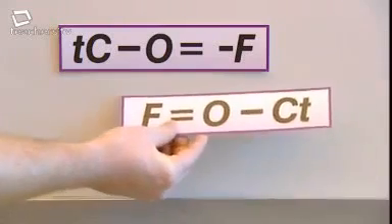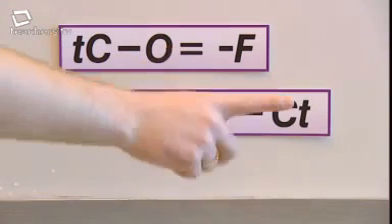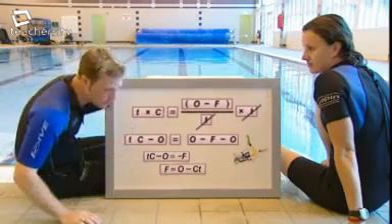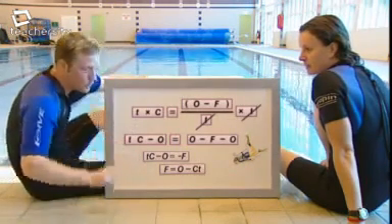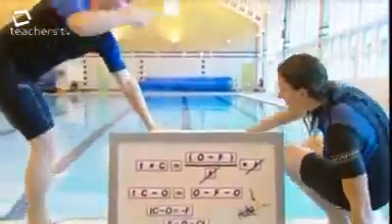The correct rearrangement is F equals O minus CT. That's been a long time coming. I can finally work out if I have enough air for my dive. Now, the question I'll leave you with, how do I get from this to that? Come on, Sally, erase you.